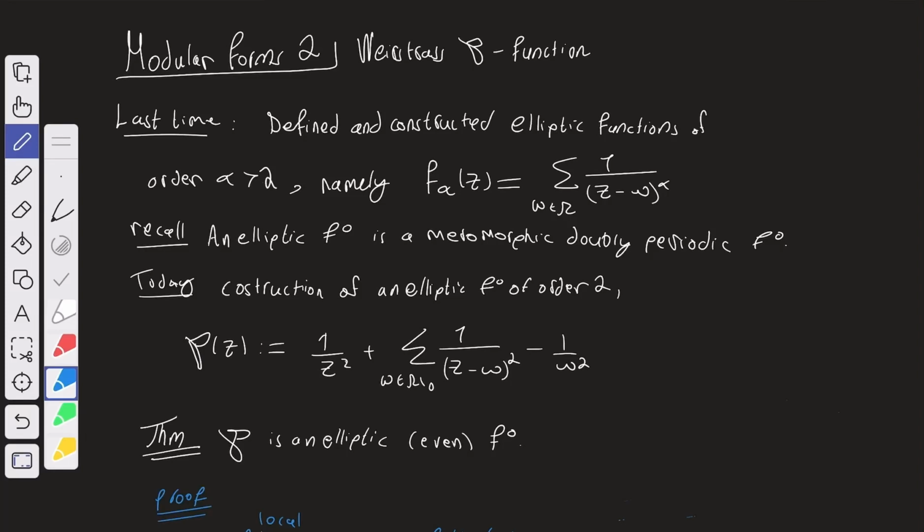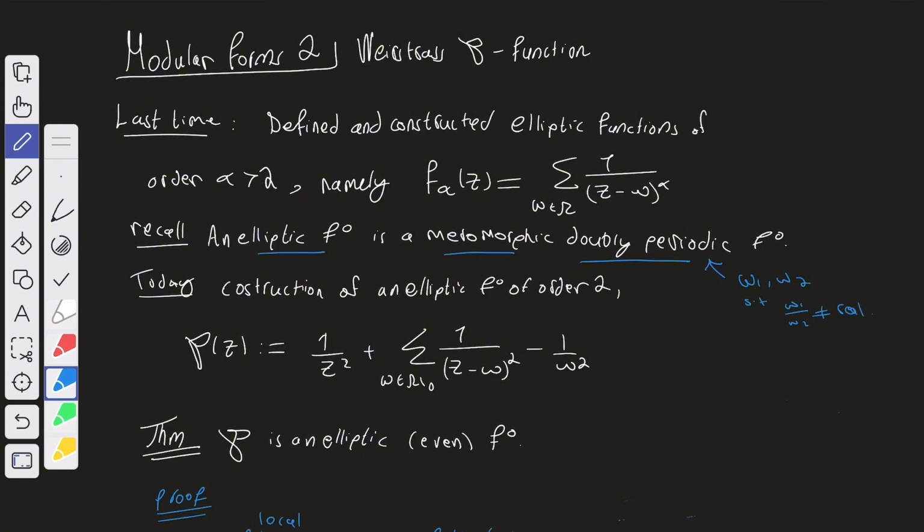Welcome to the second video in a series on modular forms, and this video will be a continuation of the discussion on the construction of elliptic functions. So I remind you, an elliptic function is a meromorphic function that is doubly periodic, and we wanted the periods of this function to be omega 1, omega 2, such that they have non-real ratio. So the ratio of these we want it to be not real.